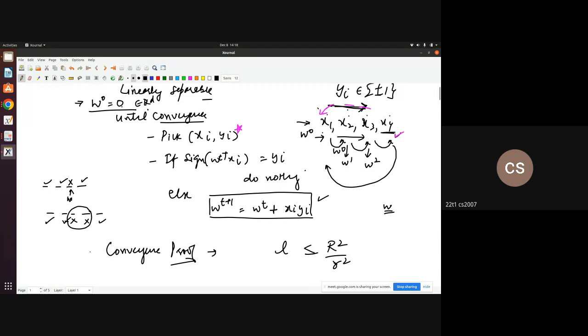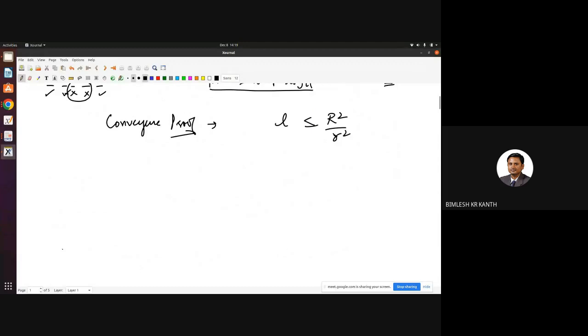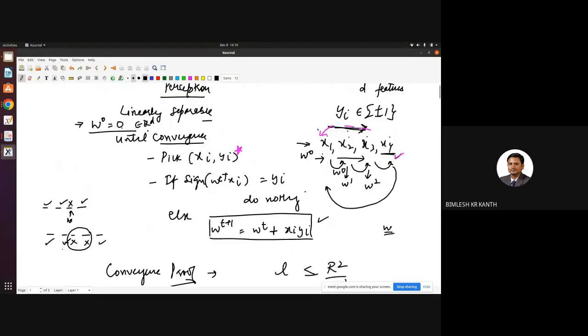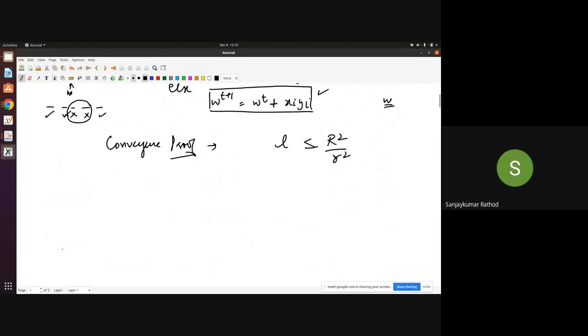Yeah, if the sequence is not given, yes, you will start from the first data point. But in each subsequent iteration, we need to follow the same sequence which we followed in the previous iteration. Correct. Yeah, we need to follow the same sequence.